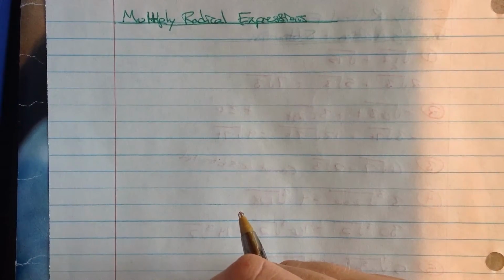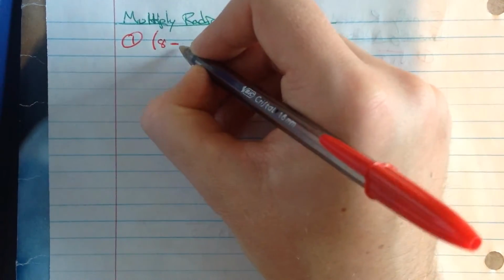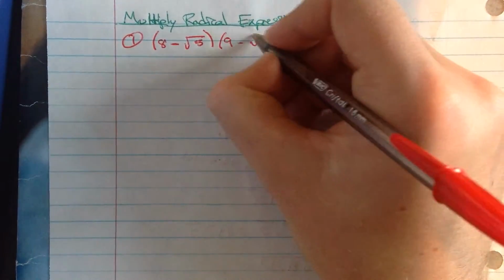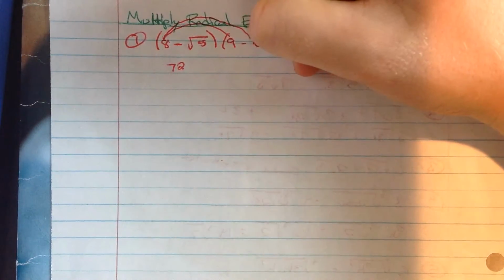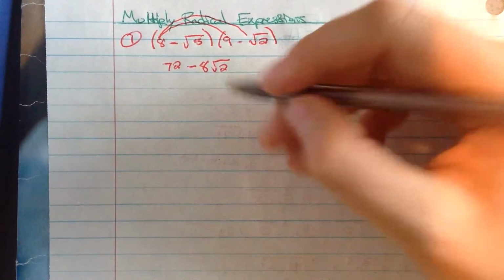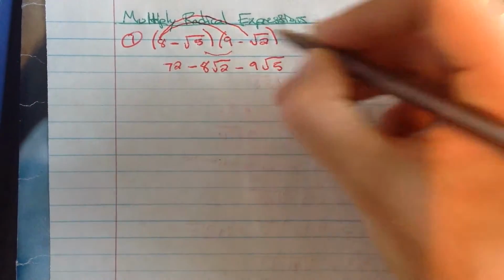Multiplying radical expressions. So, for example, if I'm given 8 minus square root of 5 times 9 minus square root of 2, just like in the past sections, we can FOIL these binomials. So I say 8 times 9 is 72. First outer, 8 times square root of 2 is minus 8 square roots of 2. It times this to the front. Inner, minus 9 square roots of 5.